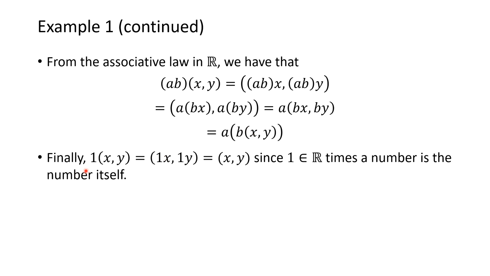Finally, 1, the real number 1 times xy equals 1 times x, 1 times y. But since 1 times the real number is the real number itself, we just get xy. So there we have it. Going through all 10 of the axioms, we've proven that two-dimensional Euclidean space over the real numbers is a vector space.